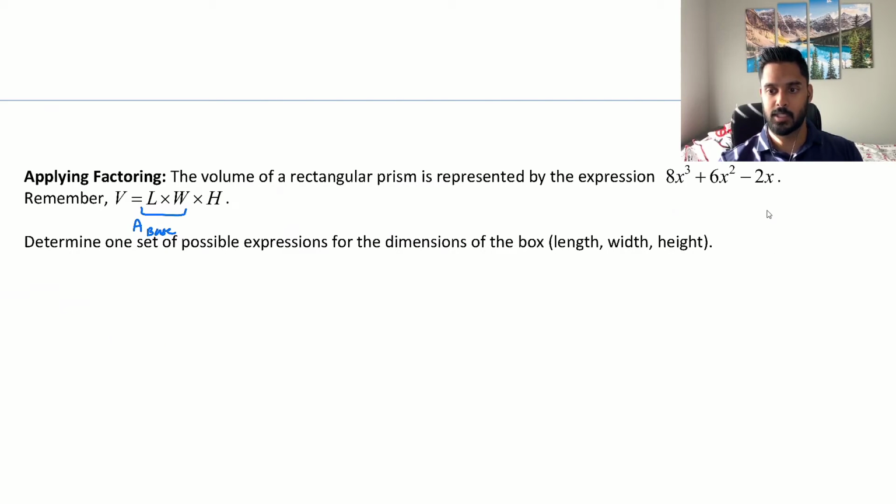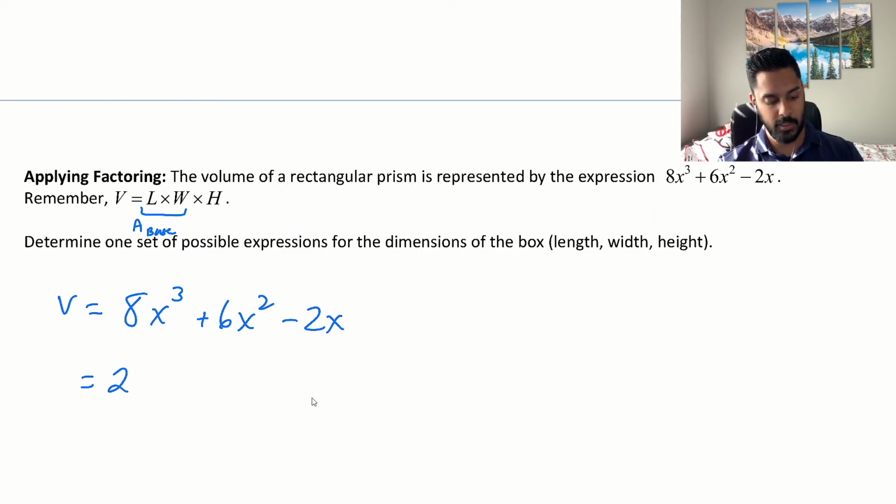So if I take this expression, and that's the volume, right? So volume equals 8x cubed plus 6x squared minus 2x. We're going to have to factor this. Now, if I look, each of the terms have a factor of x, and each of the coefficients are even. So it looks like a greatest common factor is going to be 2x. So we're going to have a 4x squared plus 3x minus 1. So inside the brackets is really what we're trying to deal with. That's really what we want to factor.